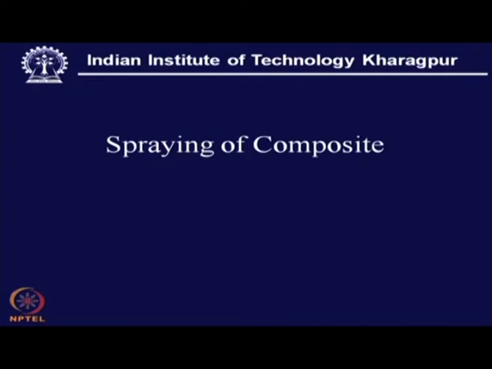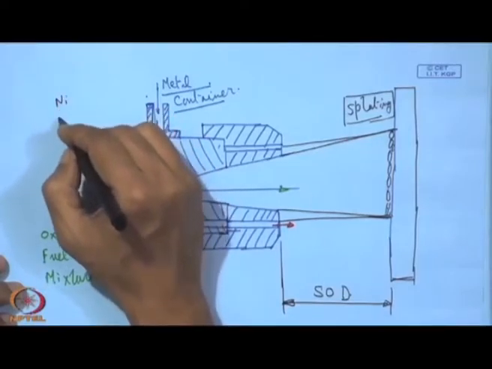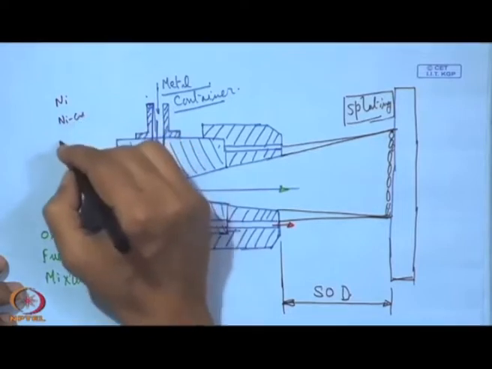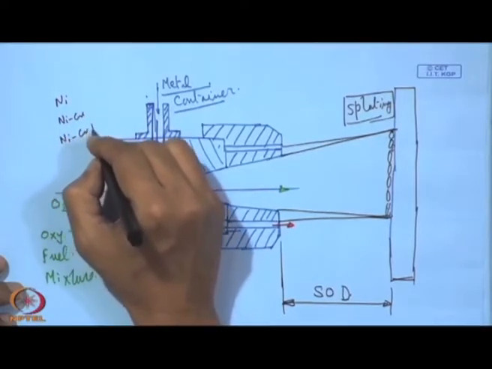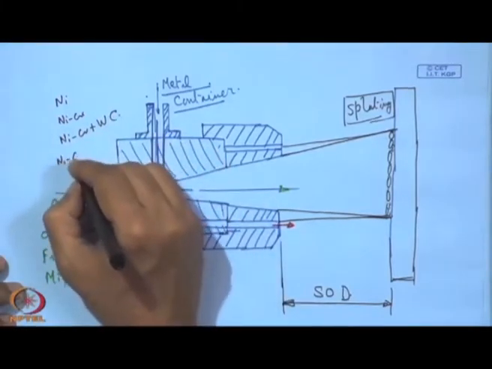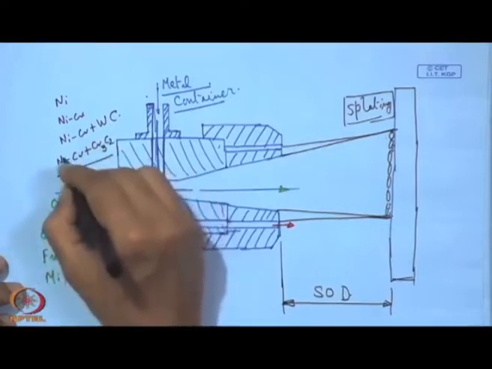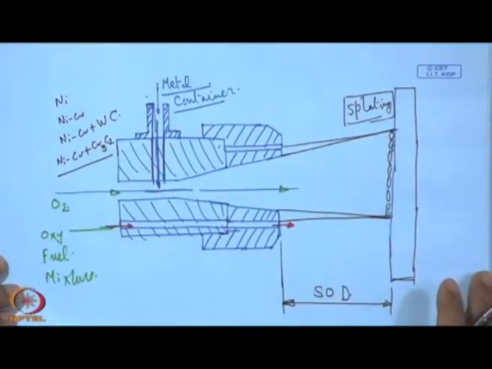So, spraying composite. Spraying composite means, in this case, instead of just nickel or nickel chromium, we have nickel chromium plus tungsten carbide, or nickel chromium plus Cr3C2, chromium carbide. That is also one of the good candidates for augmenting the wear resistance of the substrate material.